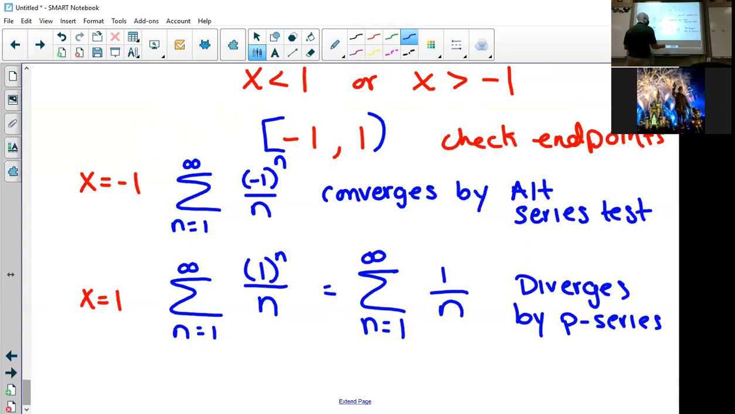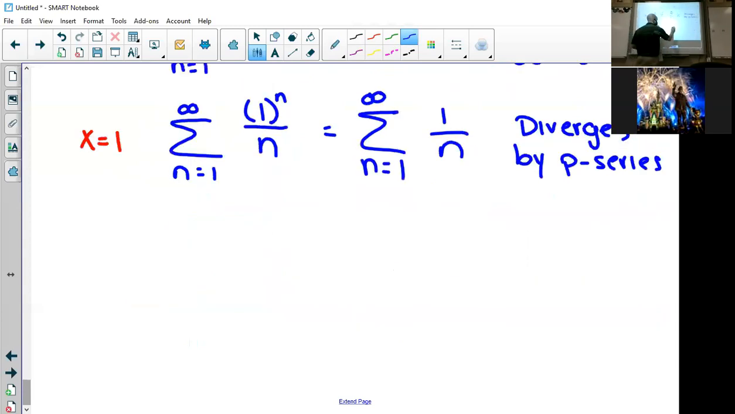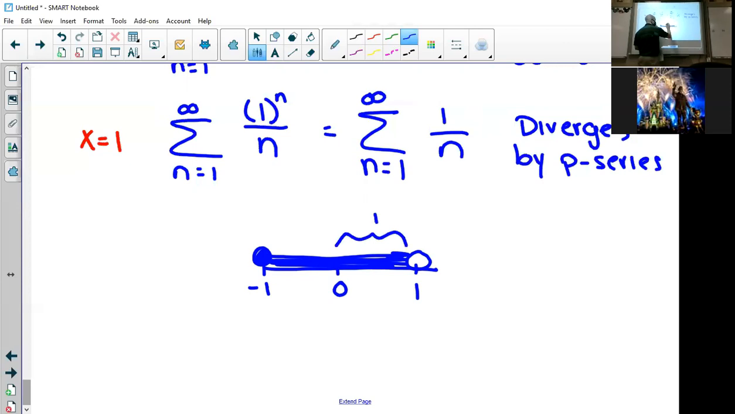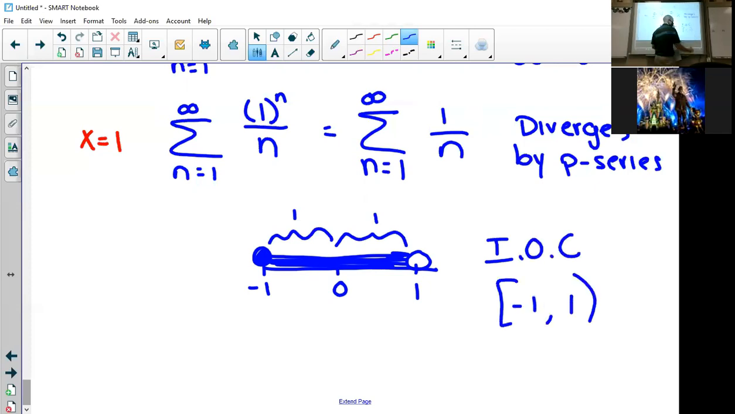If we were to put that on a number line, our center was 0, here's -1, here's 1. It doesn't work at 1, it does work at -1, and it's all the values in between on the number line. So here's the interval of convergence. Our radius of convergence would have been 1, but we wanted the interval of convergence on this one, which gave us -1 to 1, bracket, then parenthesis.